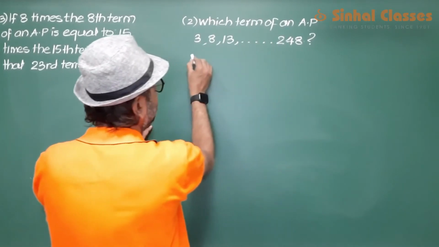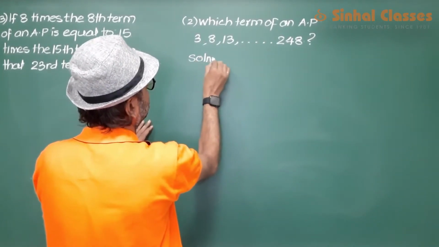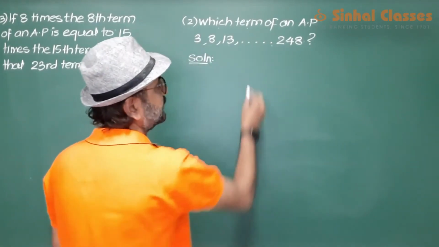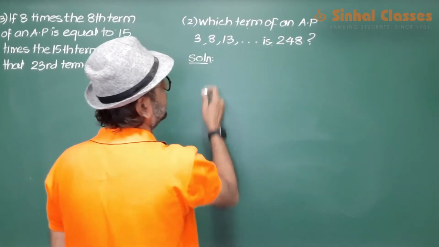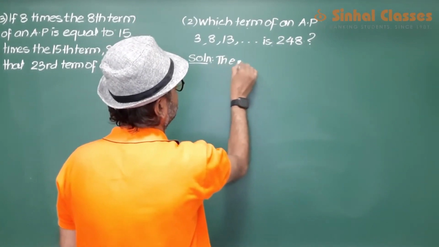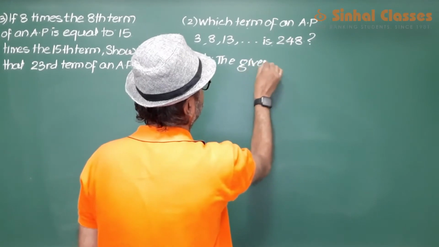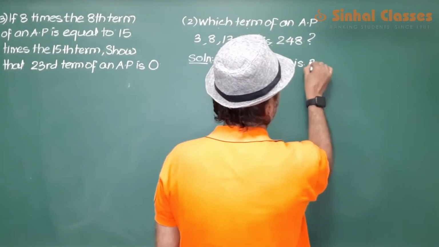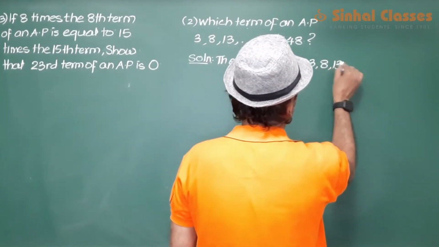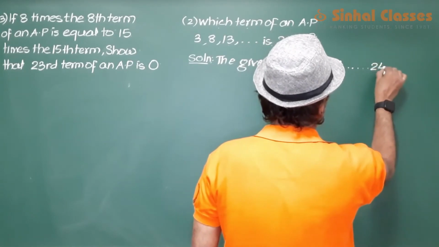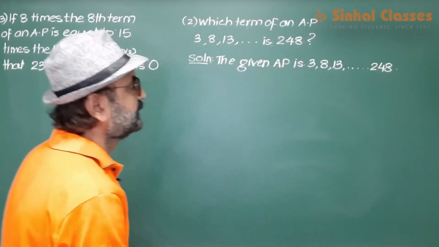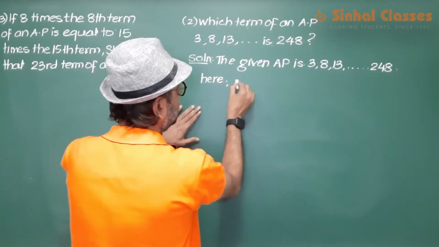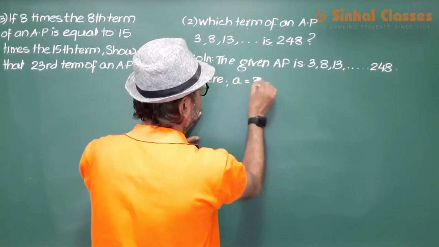Alright, so let's come to the second sum. In the second question we are given: which term of an AP 3, 8, 13, up to 248 is 248? Now we will write the given AP as 3, 8, 13, 248. Here the first term is 3.